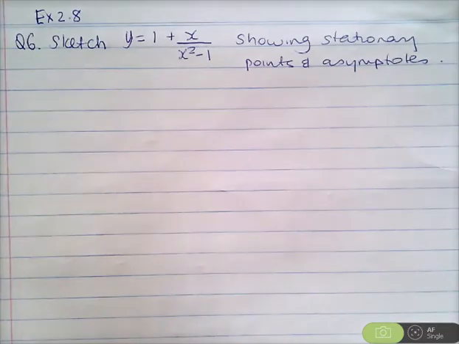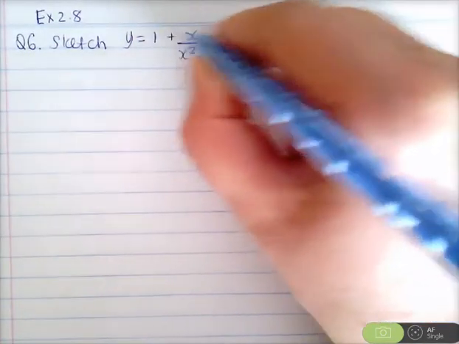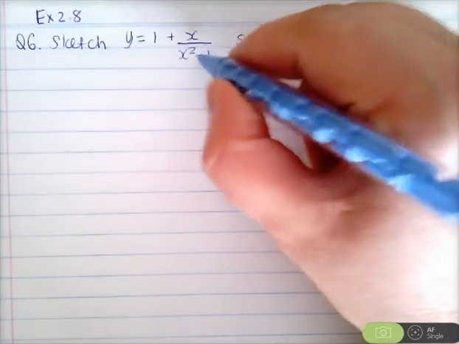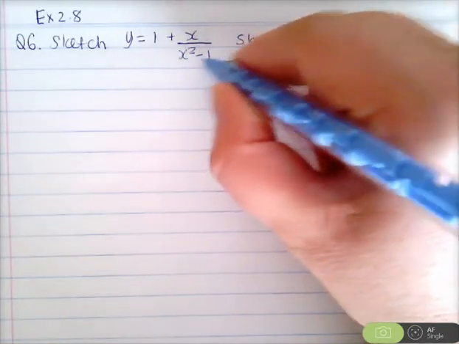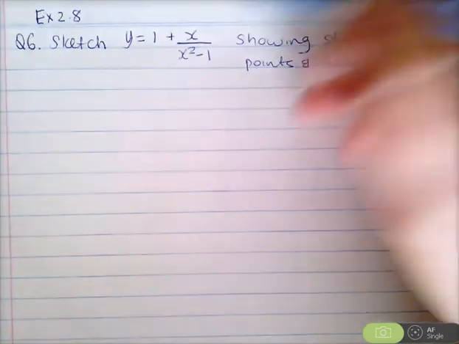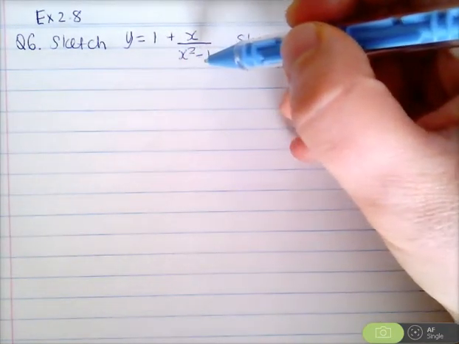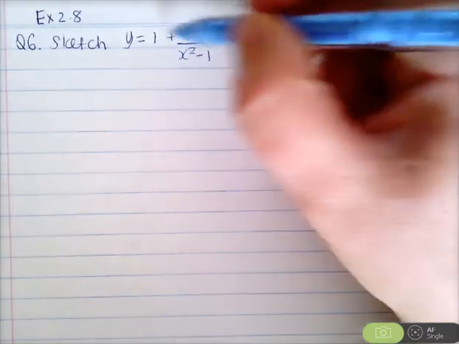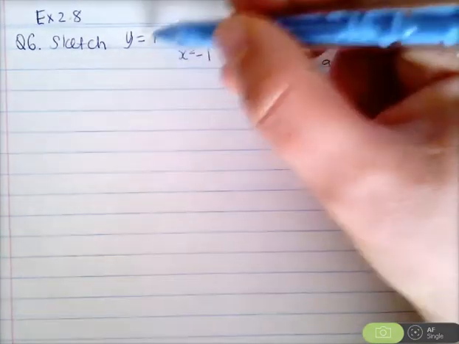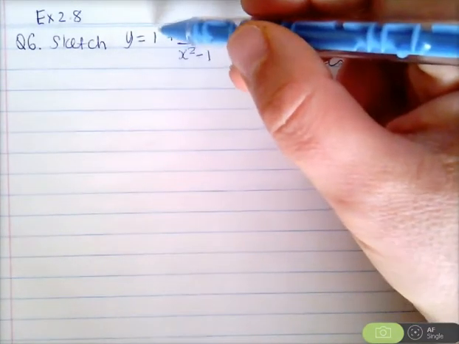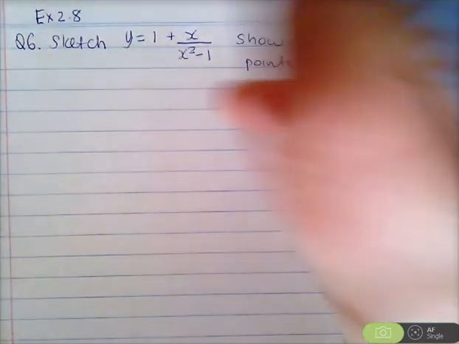asymptotes. Okay, we notice that this curve, if you factorize the denominator, is x minus 1, x plus 1. So we've got two vertical asymptotes, at positive 1 and negative 1, but also the whole graph is being shifted up. So there's also going to be a horizontal asymptote here at y equals 1.